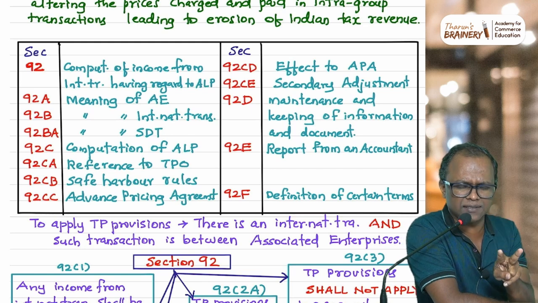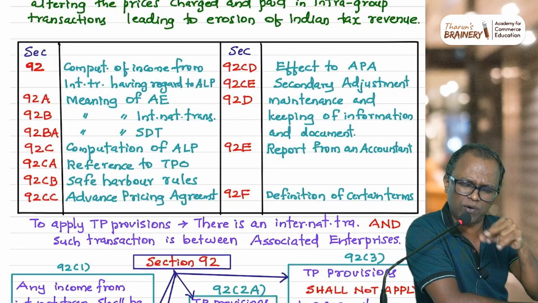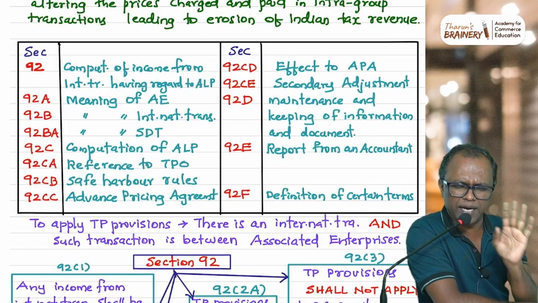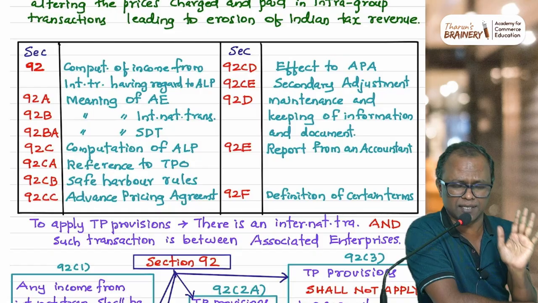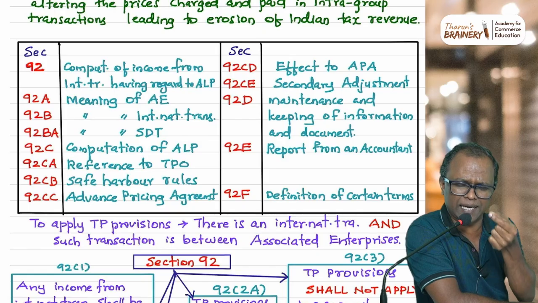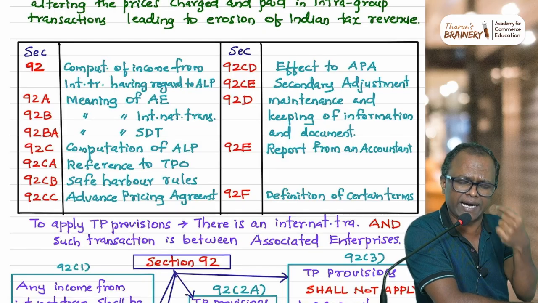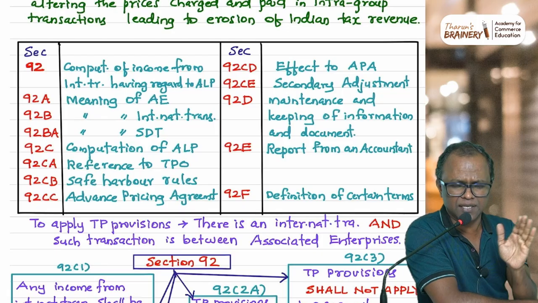And in a transaction, there are two persons. Any one of those persons should be a non-resident. Both can be non-resident, or any one person can be a non-resident, and the other party should be an associated enterprise. Associated enterprise, simple meaning: one person participates in the control or capital or management of another enterprise, either directly or indirectly. That is known as an associated enterprise.